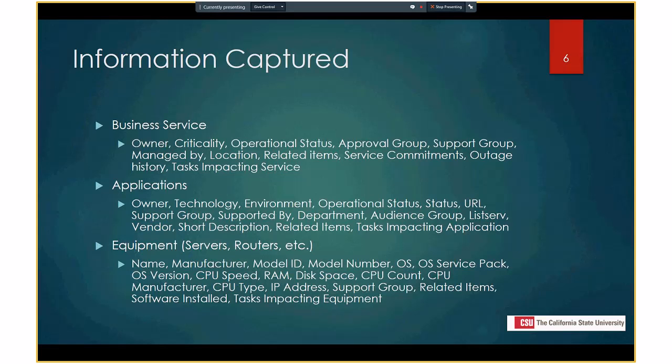Any outage history for that business service would also be collected as it goes through, and any change tasks that may be impacting that business service can also be listed within there.